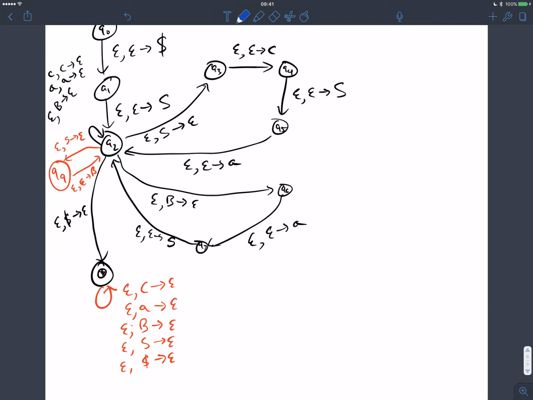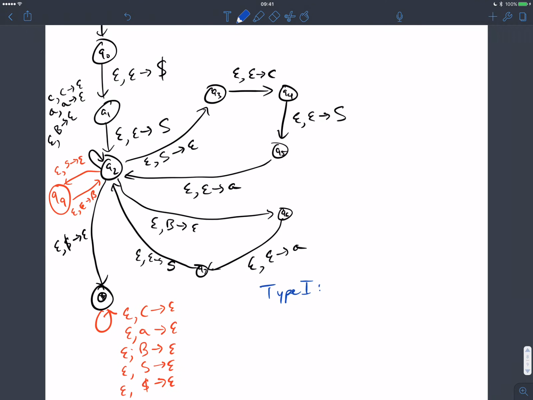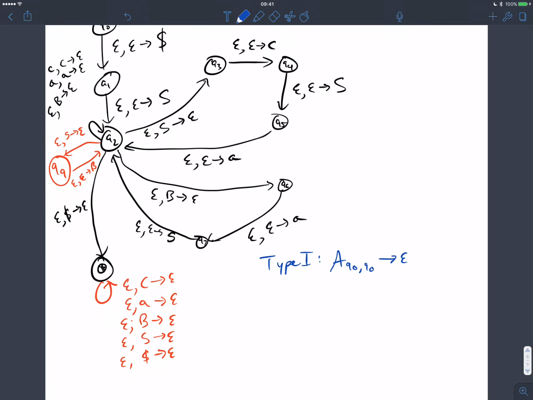Okay. Well, let's do one of each of the three rule types, let's say. So type 1. What is a rule of type 1? Yeah, so A sub Q0,Q0 makes empty. Same state to same state, one thing that variable could generate is the empty string. All right, cool. What about type 2? Just one example is fine.